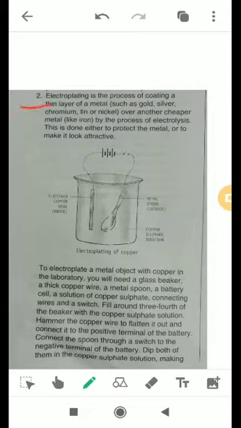So this is made up of copper, and this is made up of any metal which is to be electroplated. So this is done, and you have to write the answer, and you can read the answer from the book itself, page number 204, activity number 5. Clearly it is given there also.